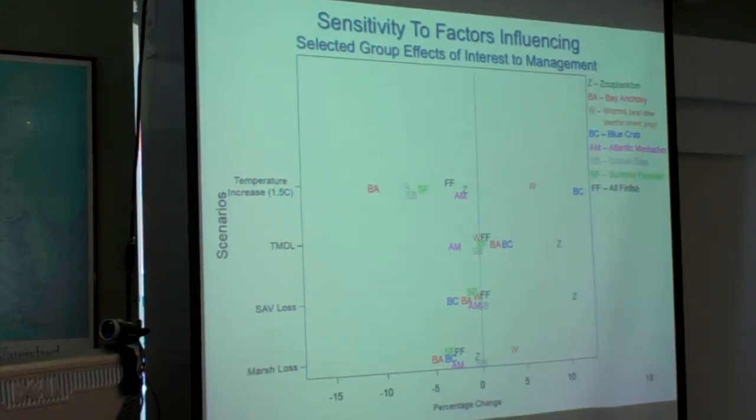Not so good are the rest of the groups. Bay anchovy again is on the bottom. But again, what I want to point out here is the order of the winners and losers, very different, very distinct for all four of these scenarios.